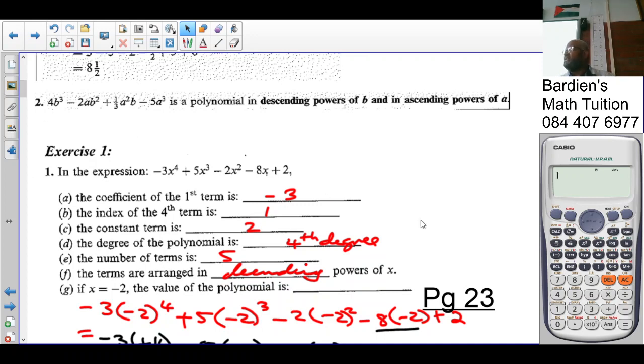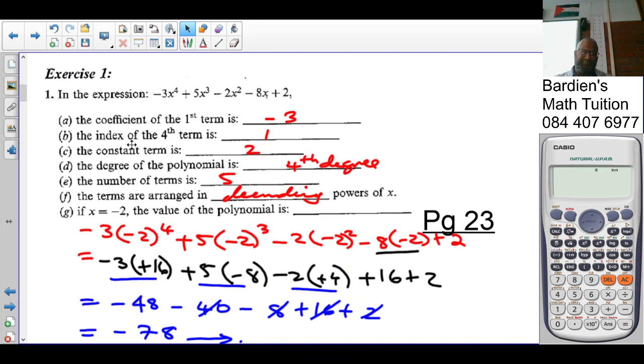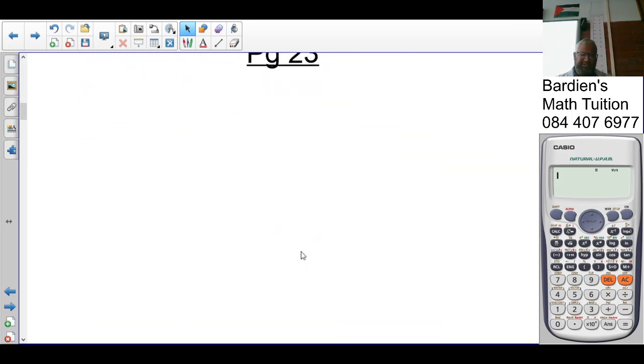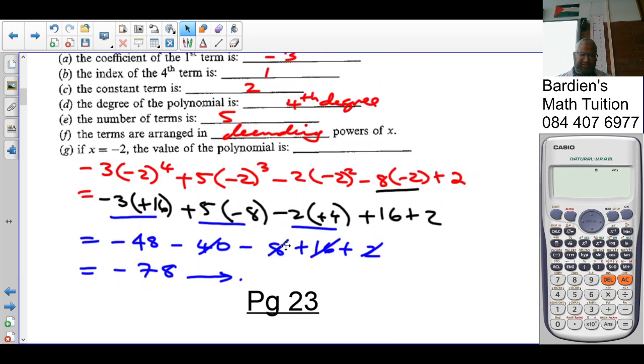We spoke about ascending and descending order as well. Then we went on to exercise 1. Alright? And we answered those questions regarding that polynomial, which is also written in descending order. What is descending again? Biggest to smallest. That was on page 23. Alright. And we did the substitution again there. Then I gave you the remainder of the exercise for homework. Not so? So in number 2.